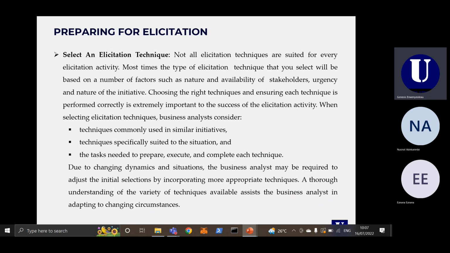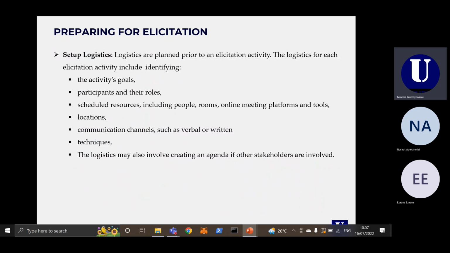Now, the tasks needed to prepare, execute, and complete techniques need to be considered when you are selecting your elicitation technique. The next thing then is to set up logistics. Logistics is very important. Logistics in terms of what things do I need to be ready for this elicitation to be successful.